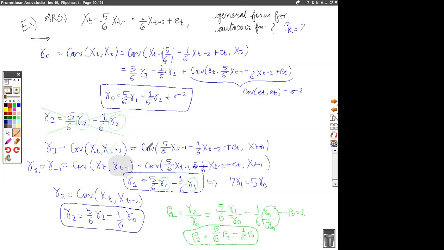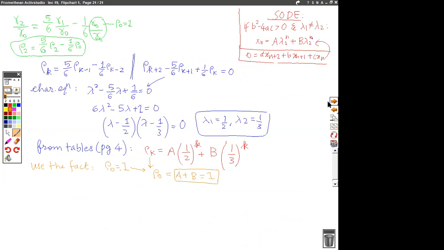And how did you derive that? Because 7 gamma 1 is 5 gamma 0. So when you divide both sides by gamma 0, effectively rho 1 is equal to 5 by 7. Exactly. So you don't have to do anything. You have it right here within just one equation, that gamma 1 upon gamma 0 is 5 upon 7, which is nothing but rho 1.